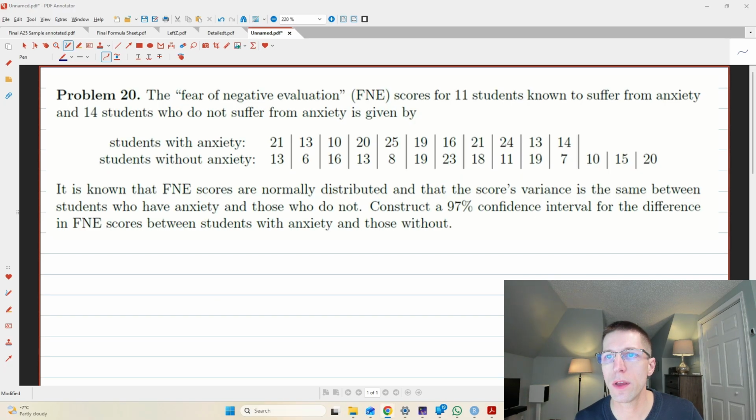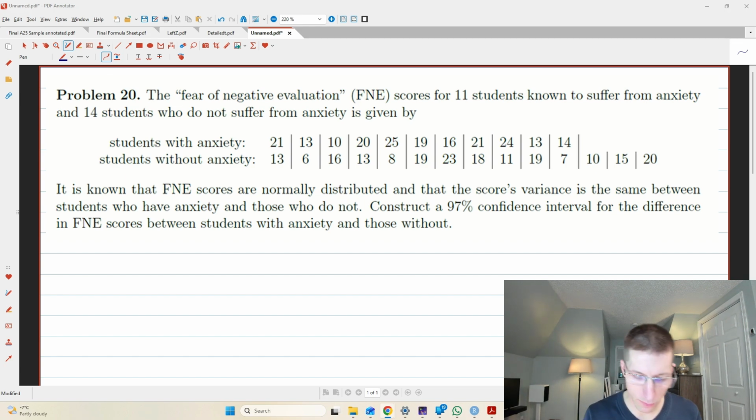So question 20 is about fear of negative evaluation scores for 11 students who suffer from anxiety and 14 who do not suffer from anxiety. The fear of negative evaluation is some score measuring their fear of negative evaluation, and we're asked to construct a 97% confidence interval for the differences in FNE scores between the students with and without anxiety. We're told that the FNE scores are normally distributed. The variance is the same for both populations.